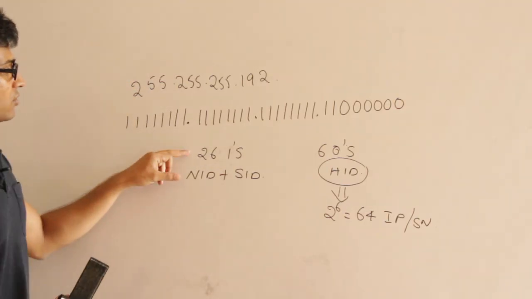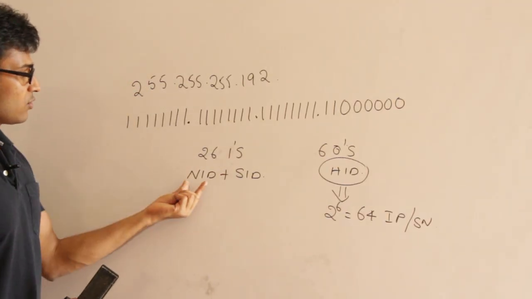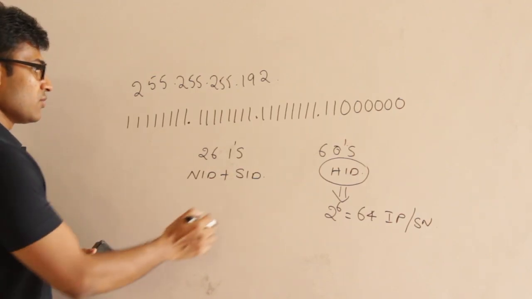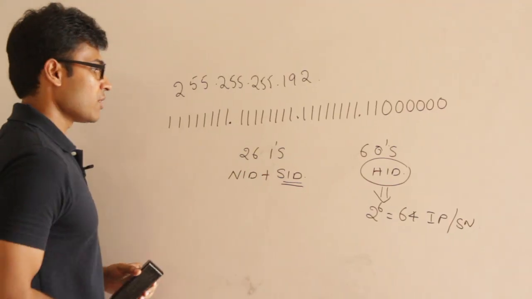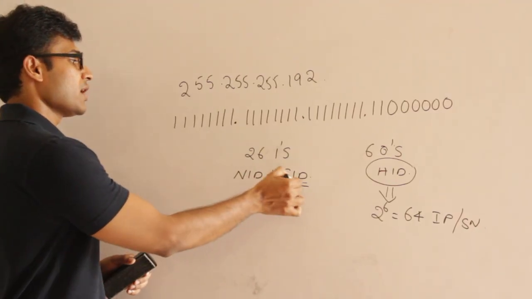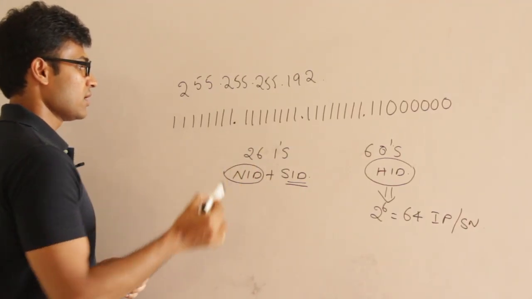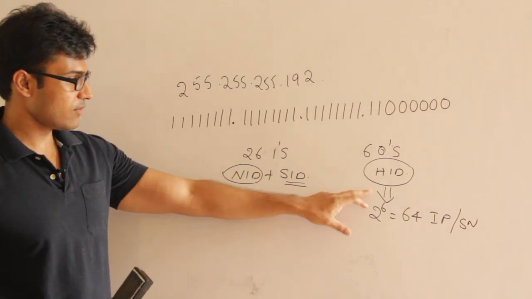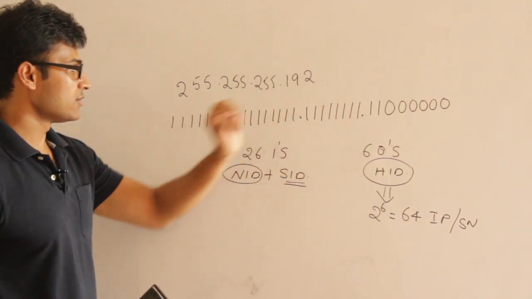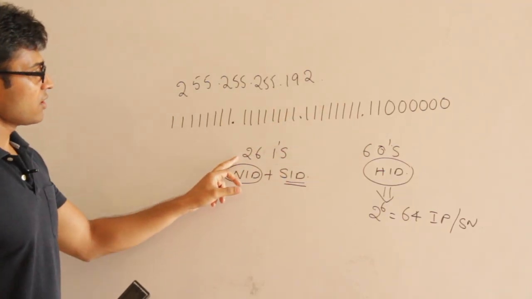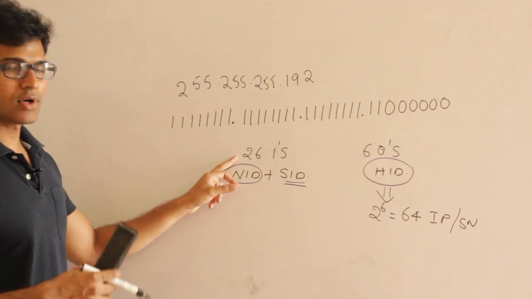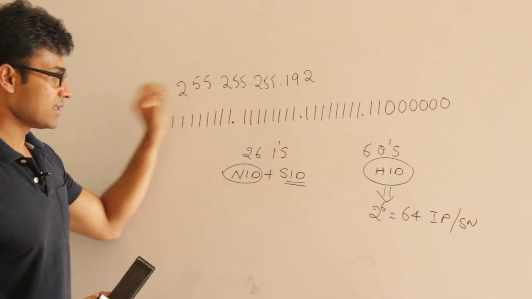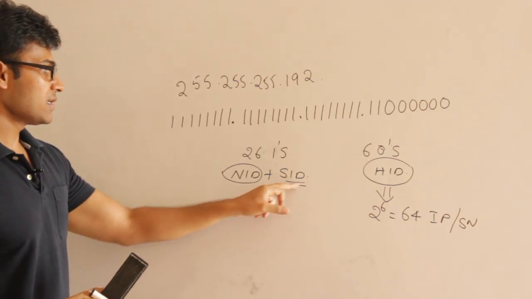And now coming to these 26 ones, they contain two parts. One is network ID part and the other is subnet ID part. If I know the subnet ID part, I can say the number of subnets, but in order to know the subnet ID part, I should know the network ID part, right? Therefore, we can directly find out the size of the subnet using just the zeros, right? Now if you want to find out even the number of subnets formed by this subnetting, you have to find out this subnet ID part.